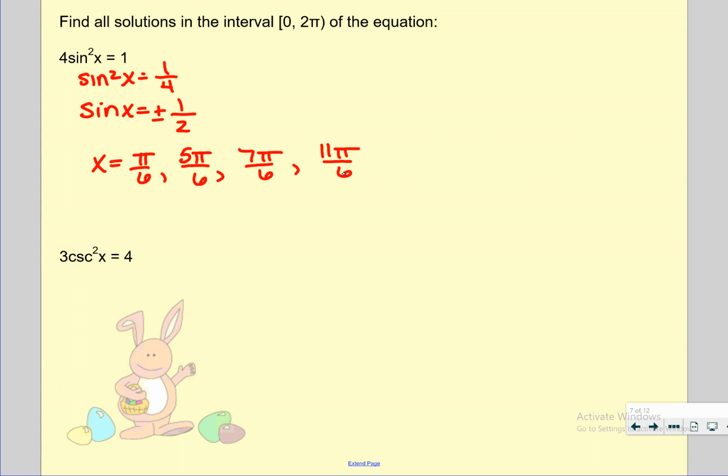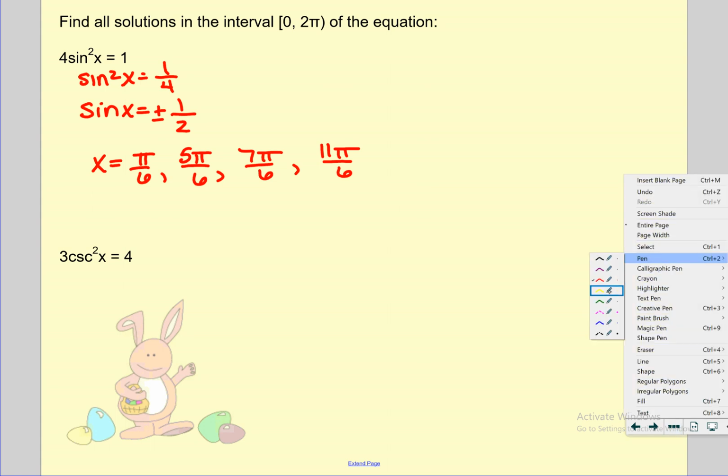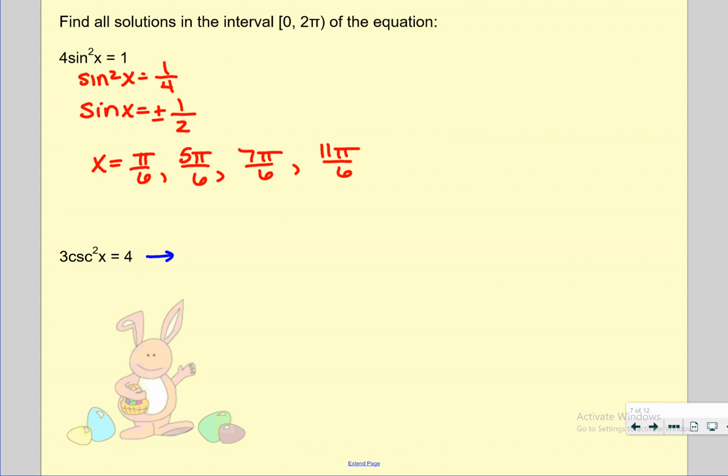Last one, 3 cosecant squared equals 4. First thing I'm going to do is get rid of that 3. Okay, so I'm going to make it cosecant squared equals 4/3. Then I'm going to take the square root of the top and the bottom. So don't forget your plus or minus. Square root of 4 is 2. Square root of 3 we're just going to leave as radical 3.